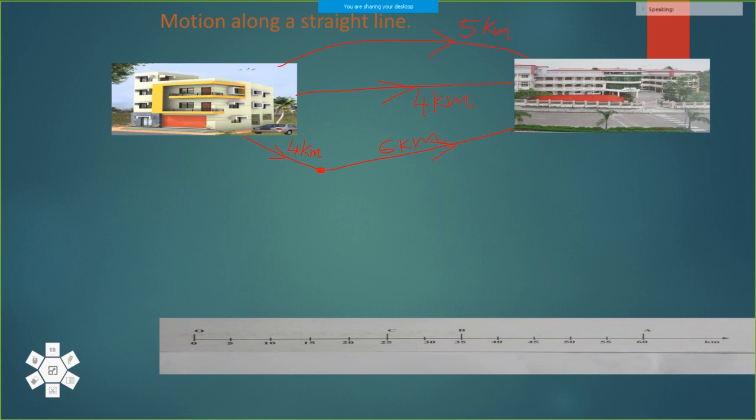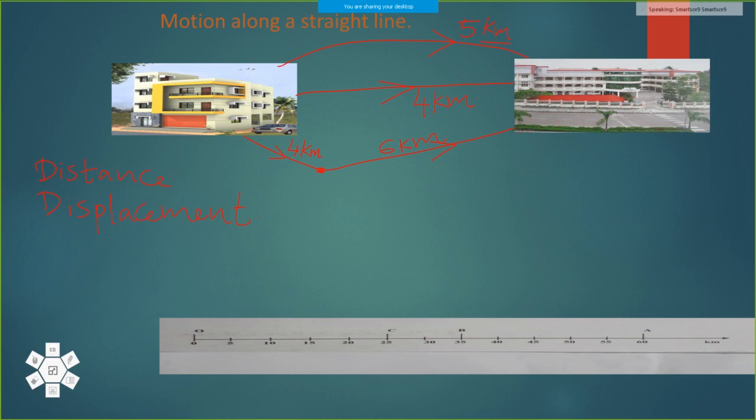So the shortest distance between the initial position, the starting position, and the final position is called displacement. So we have distance as the total path length and displacement as the shortest distance between initial and final position. Clear, children? Yes. Now, how have you measured this distance? Here, kilometer. And it is a total path length, right?